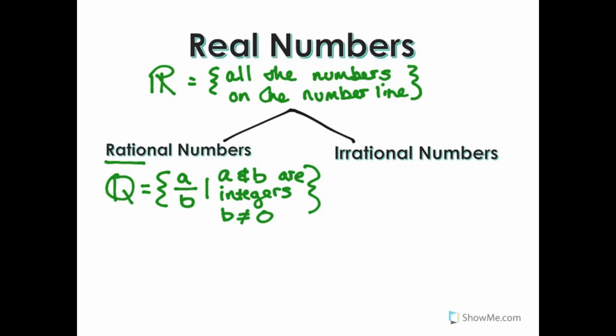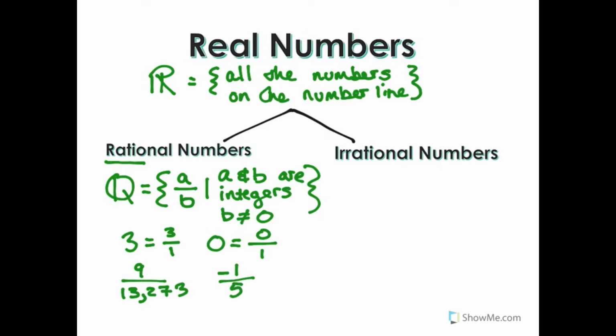Well, any whole number can be written as a ratio of the number to 1. 0 can be written as the ratio of 0 to 1. And a fraction like 9 over 13,273, or a negative number like negative 1/5, those are all rational numbers. Remember that fractions can be written as terminating or repeating decimals.